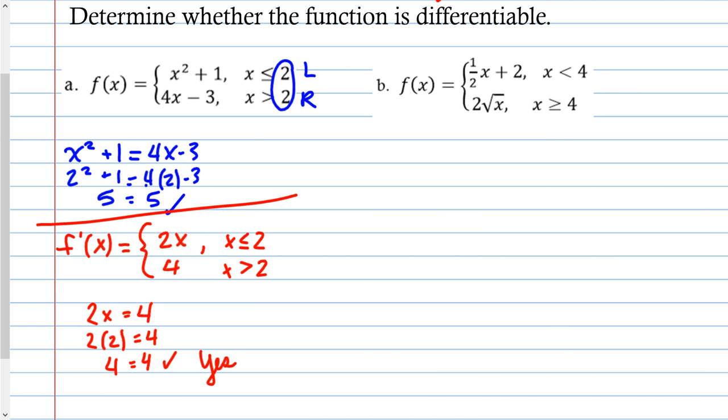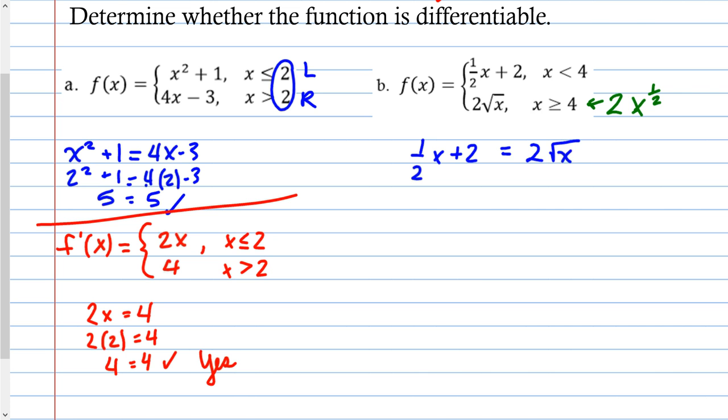Now for here on B, I have a square root. So we're going to want to probably change that to 2 times x to the 1/2 power, because that means the same thing. Okay? Okay, so again, I need to establish continuity. So left and right. So let's see, 1/2 x plus 2 needs to equal 2 times x to the 1/2. Well, actually, you know what? I take that back. For continuity, the square root works just fine.